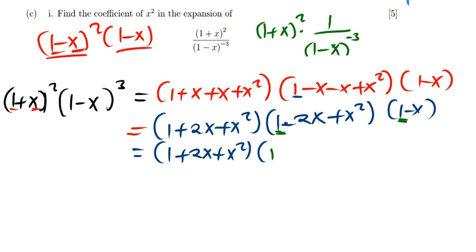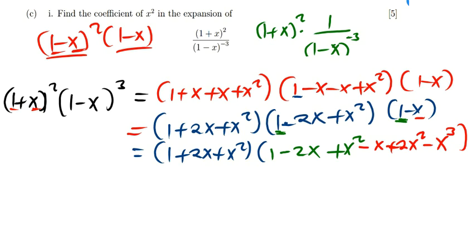Then 1 times negative 2x, I'll have negative 2x. Then 1 times x squared, I'll have x squared. I'm done with this one. Let's go now to x. Negative x times 1 is going to be negative x. Then negative x times negative 2x is going to be positive 2x squared. Okay, cool. So negative x times x squared is going to be negative x to the power 3.